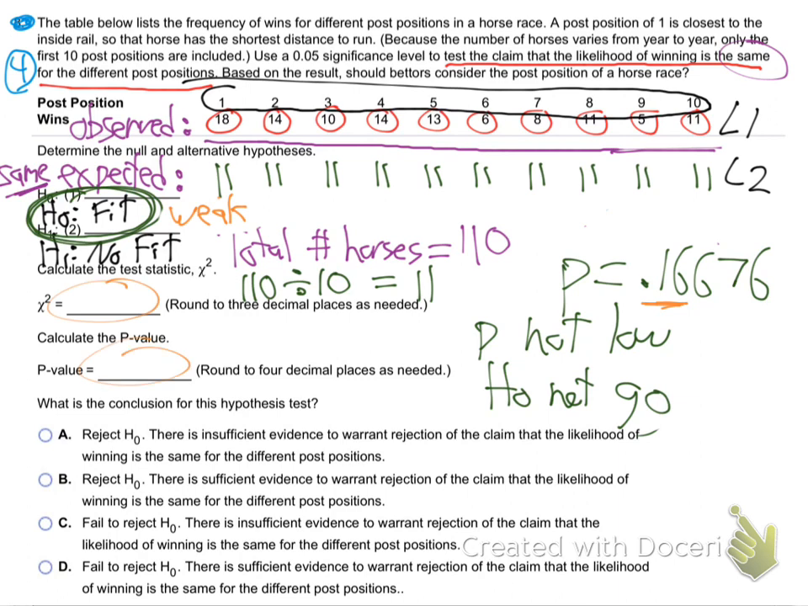So we got the chi-squared and the p-value. Failed to reject: insufficient evidence to warrant rejection of the claim that the likelihood of winning is the same. We can't reject it. We say it fits.